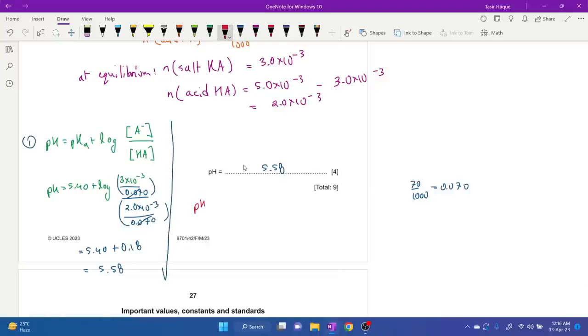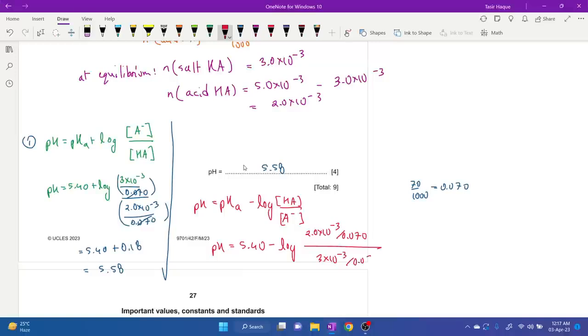Root 2 is almost the same. Its pH is equal to pKa minus log base 10 acid by salt. This also works. So pH is equal to 5.40 minus log base 10 basically 2.0 into 10 power minus 3 by 0.070 by 3 into 10 to the power minus 3 divided by 0.070. So that will give you the same answer as 5.58 as well.